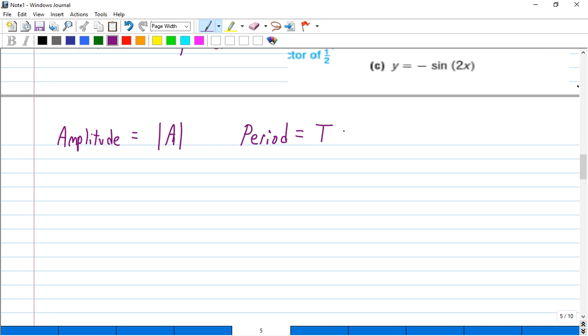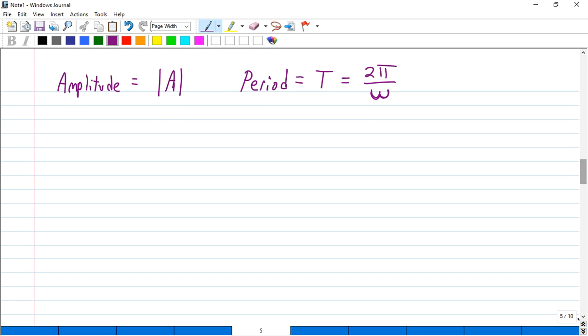Now, for sine and for cosine, one complete period for the sine graph or cosine graph, if it's just 1x, was 2 pi, right? So the way that changes, if you have a different number in for your omega, it's going to be 2 pi divided by omega. All right, so that's for sine or for cosine.